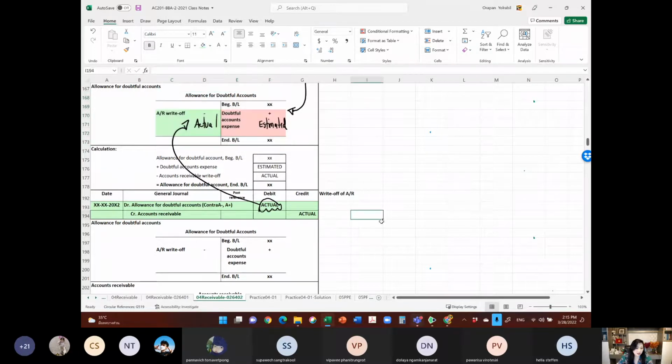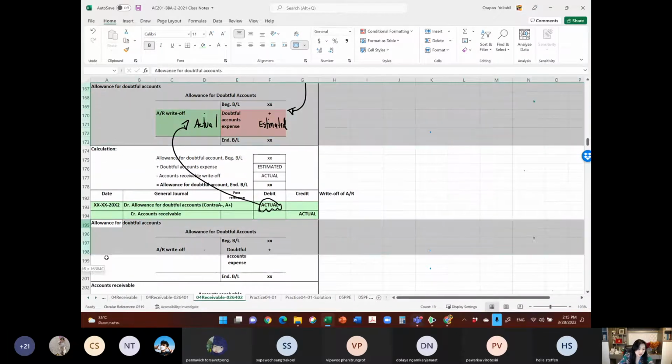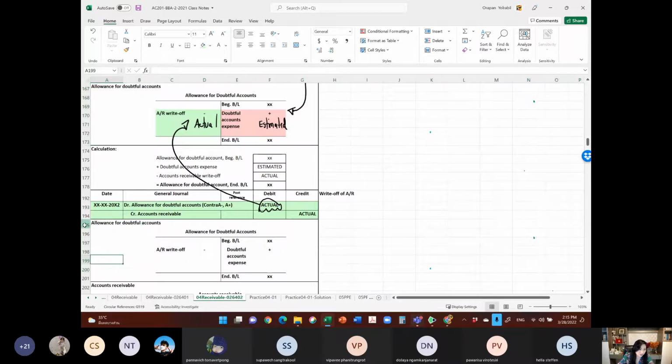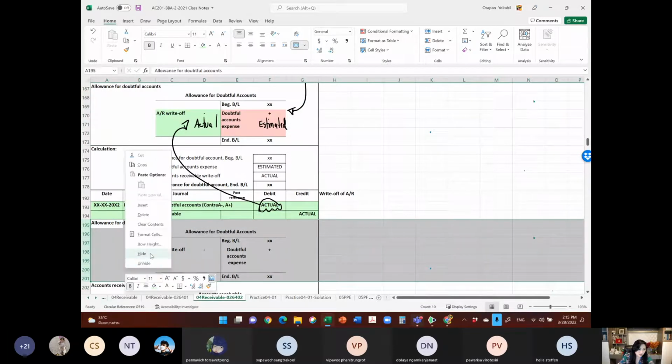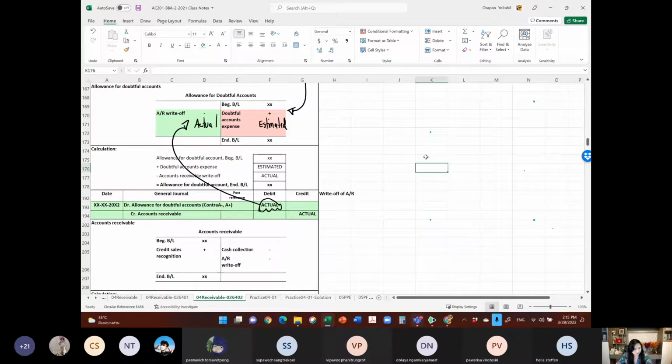Okay. Now, this is the same thing. So this one and this one is just the same thing. So let me hide this. They are the same, okay? Now, when you write off the receivable, you have to reduce the balance of the receivable by the actual number here, right? So this is the reduction, okay?